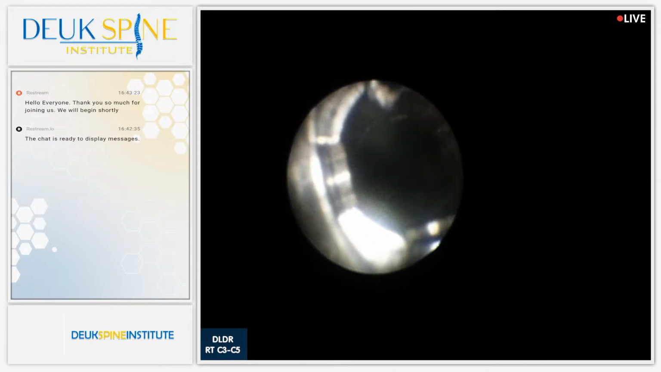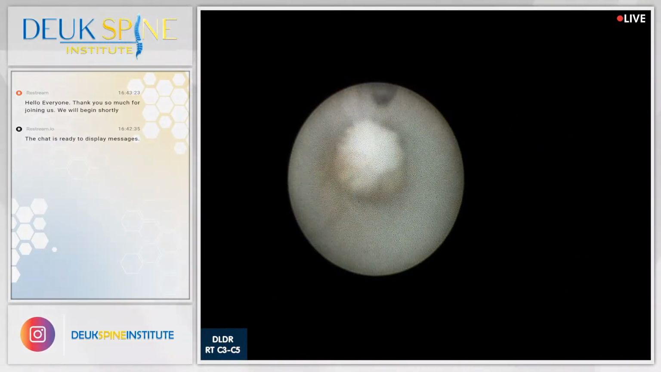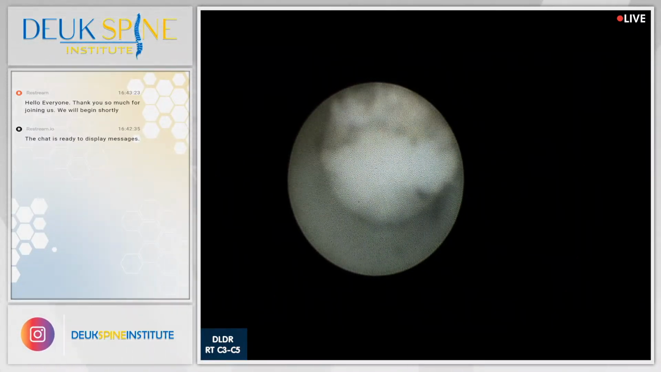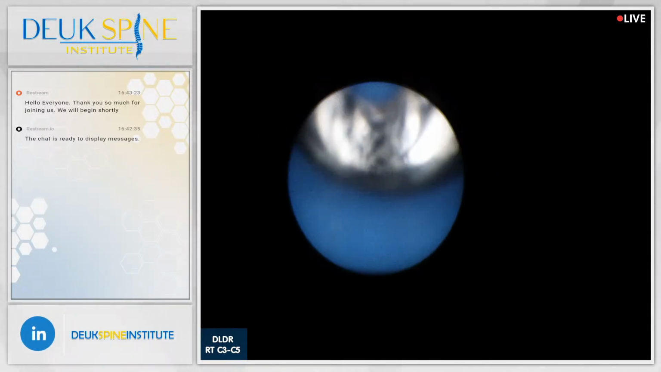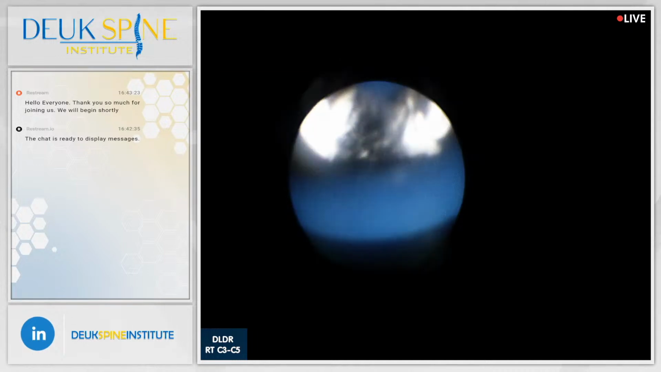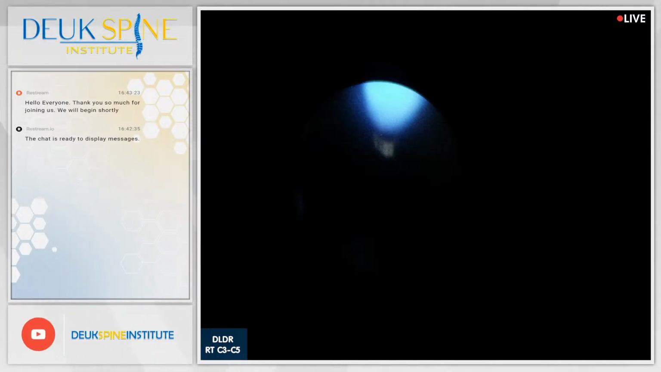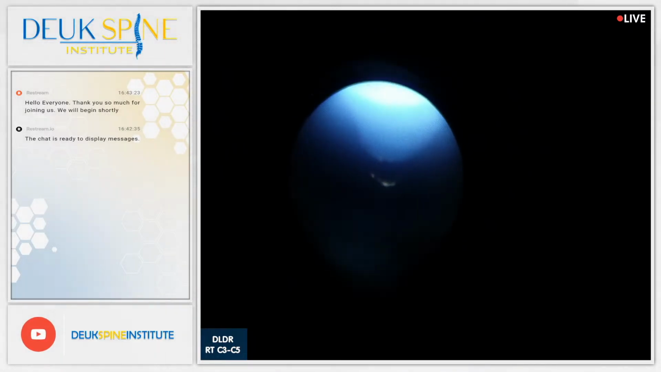But he really did not want a fusion. We talked about it, and I don't blame him. I wouldn't want a fusion either. I told him if this was my neck, I would do this surgery here and just really take care of my neck.